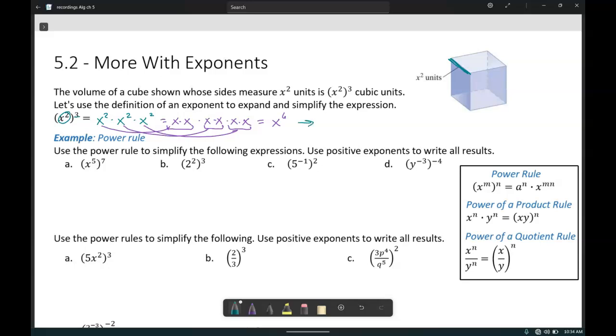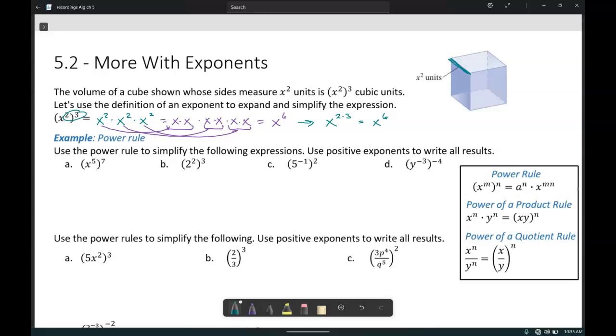We can apply that same logic for our power rule, which is 2 times 3. We multiply the exponents together, and we get x to the 6th power. We see that power rule here. If we have a coefficient, then that coefficient also gets that exponent. It doesn't have to be an integer; it can be any real number coefficient.